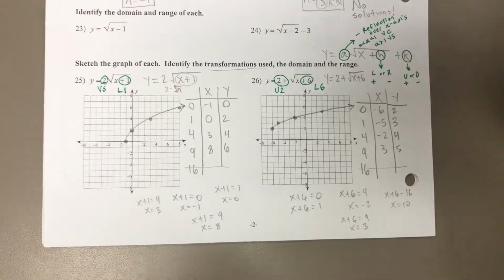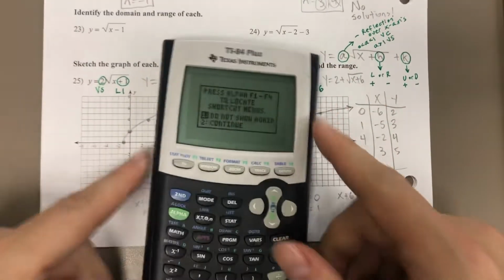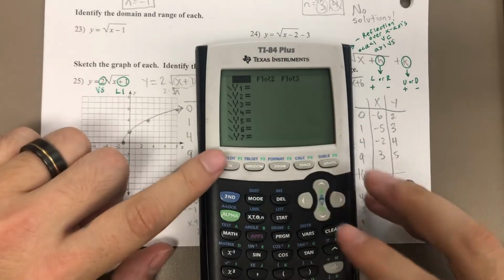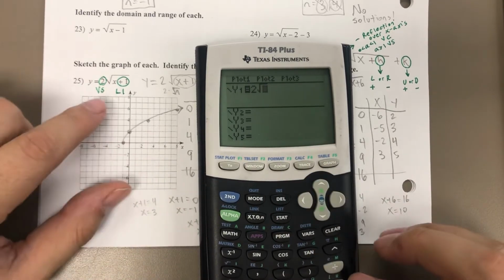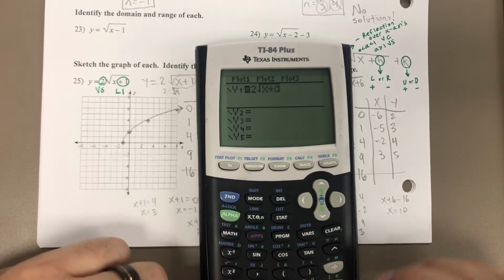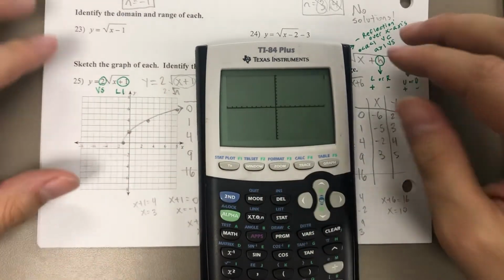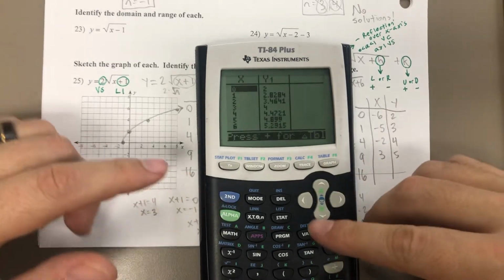All right, now for the people that have the graphing calculators, obviously, you can just type the expressions in. So y equals, and then 2 square root of, and then x plus 1. And then graph it. So zoom 6. There it is.